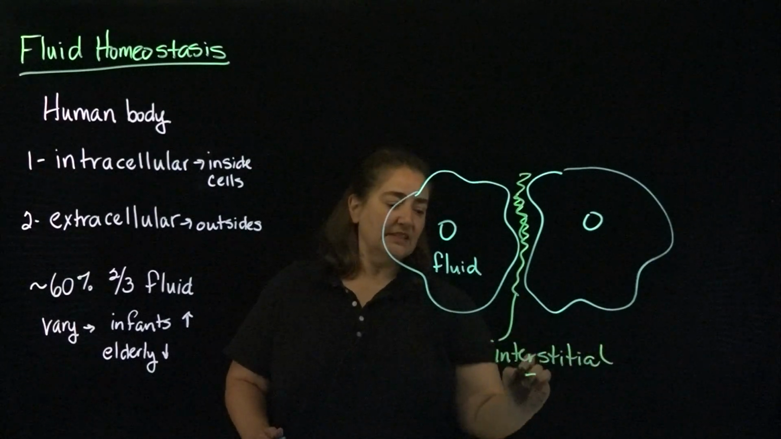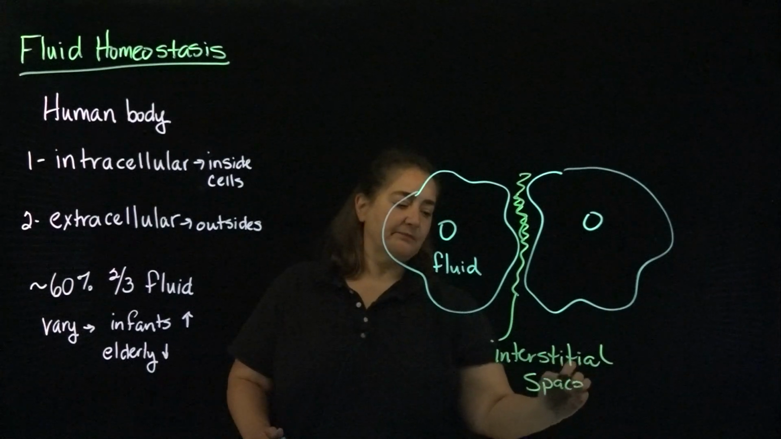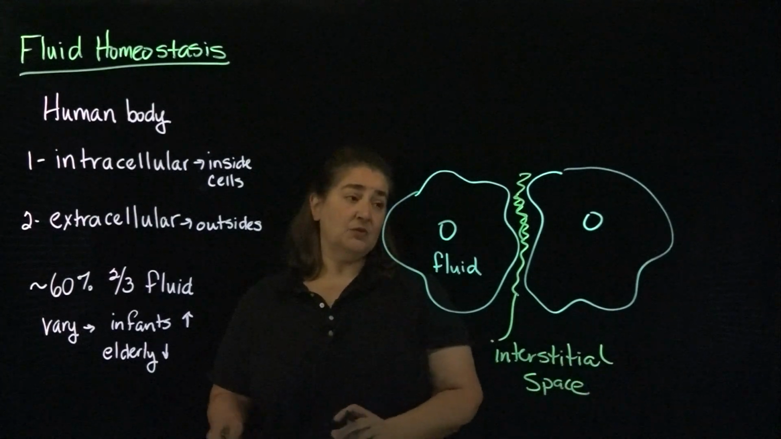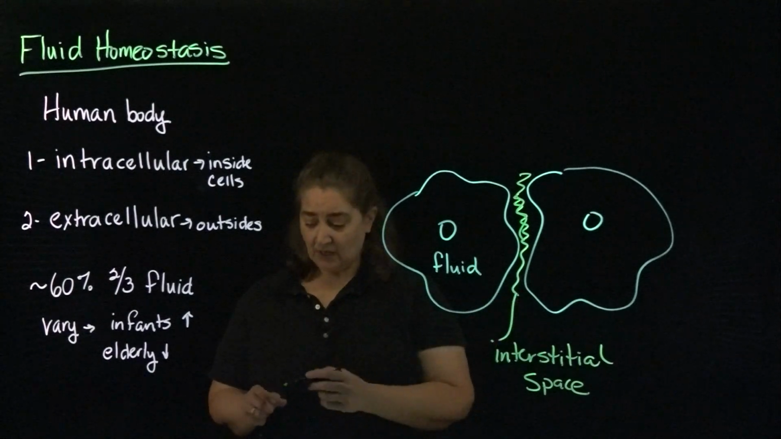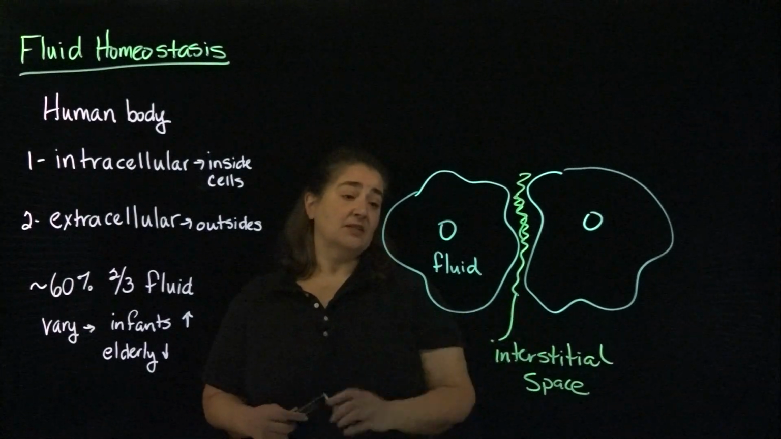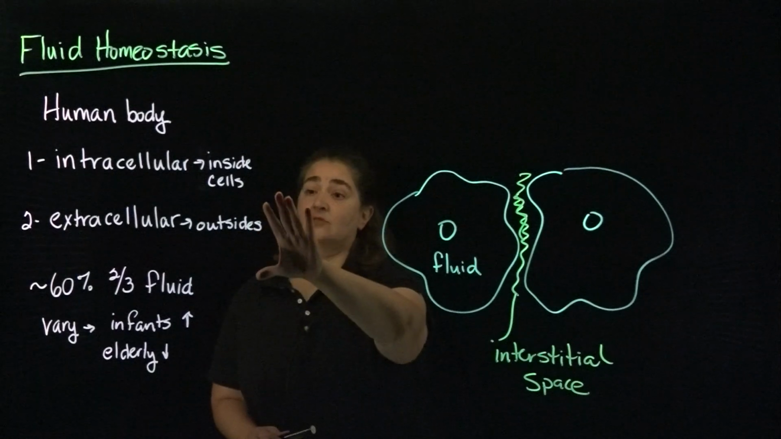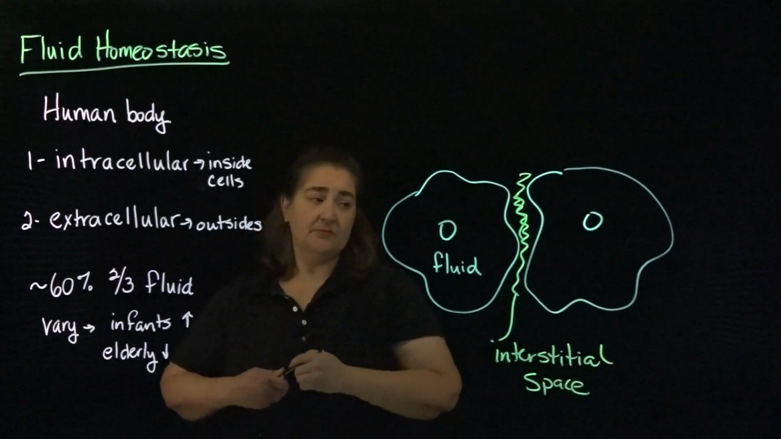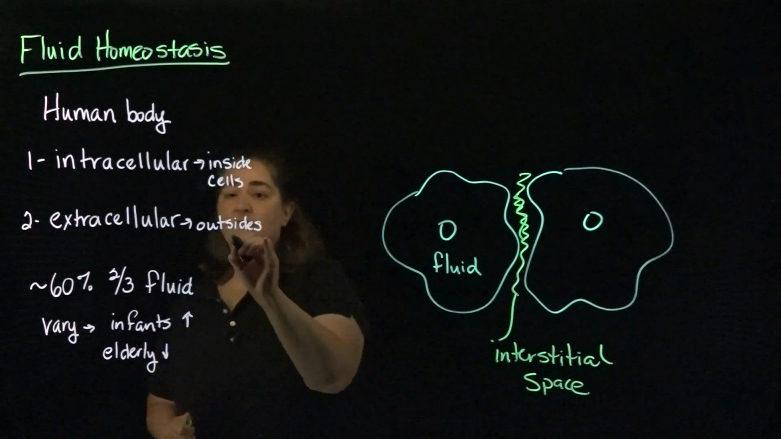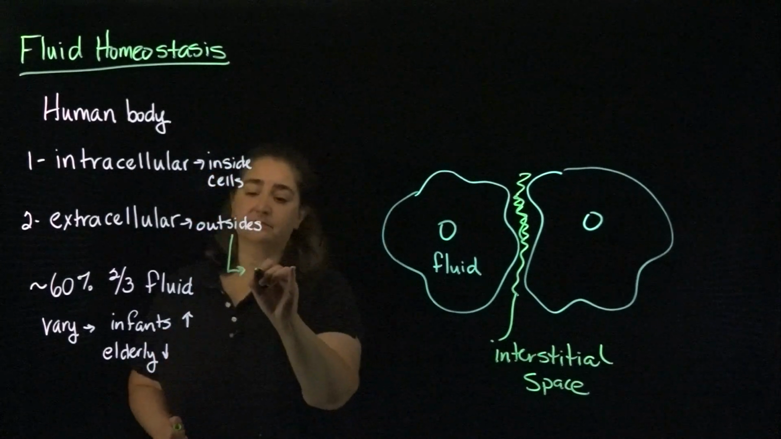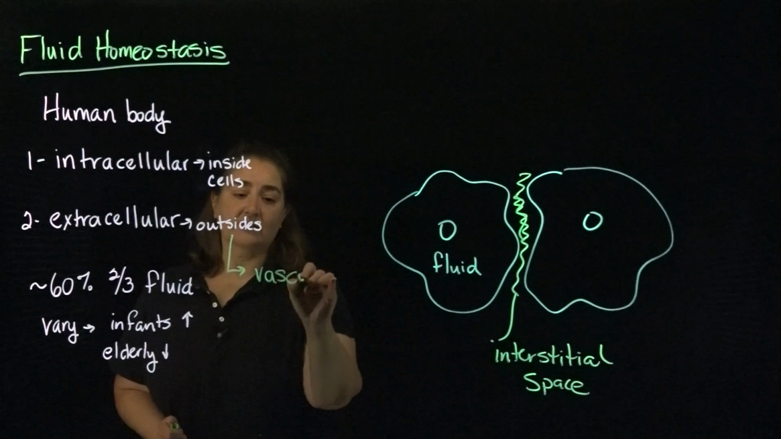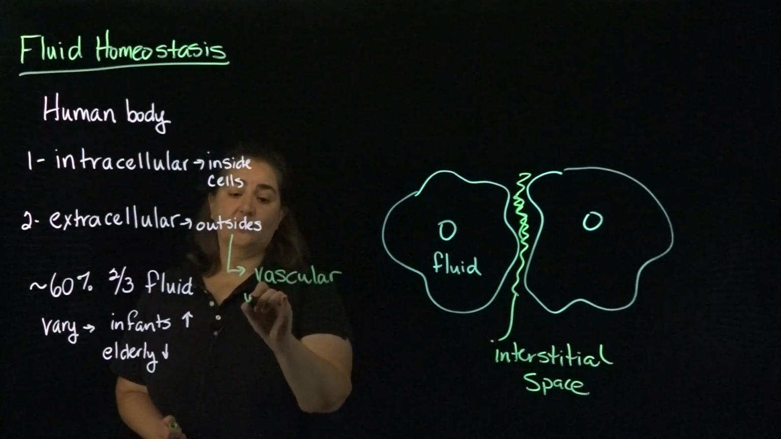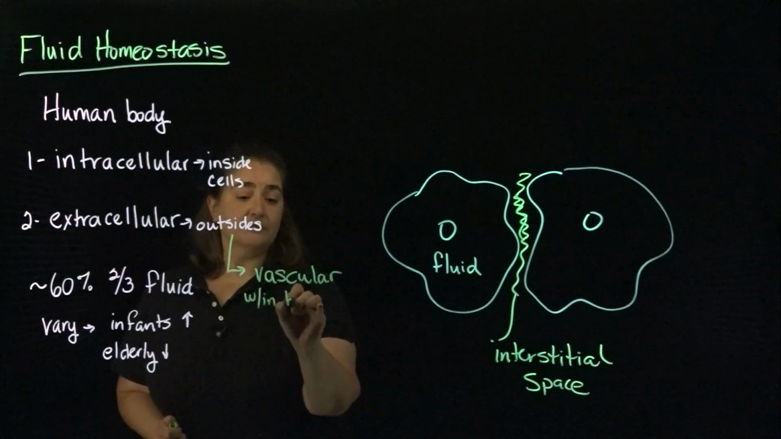There are fluids in the interstitial space. All right. And that's our fancy science way of saying in between the cells. Okay. So that interstitial space makes up one area extracellularly. Okay. You've also got, with the extracellular, within the vascular system, so within blood vessels.